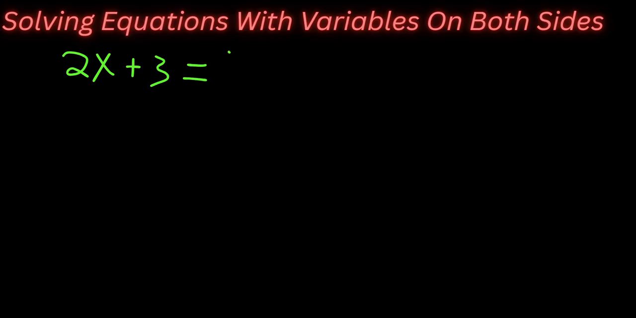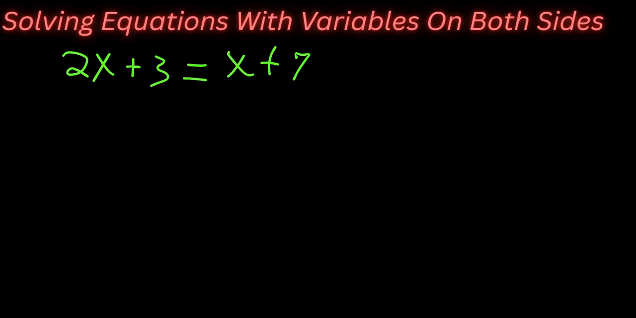So we have 2x plus 3 equals x plus 7. Pause the video, think about it, try some stuff, and then we'll resume. All right, so the rules stay the same. The big idea stays the same. And that is that we want to isolate the variable on one side.